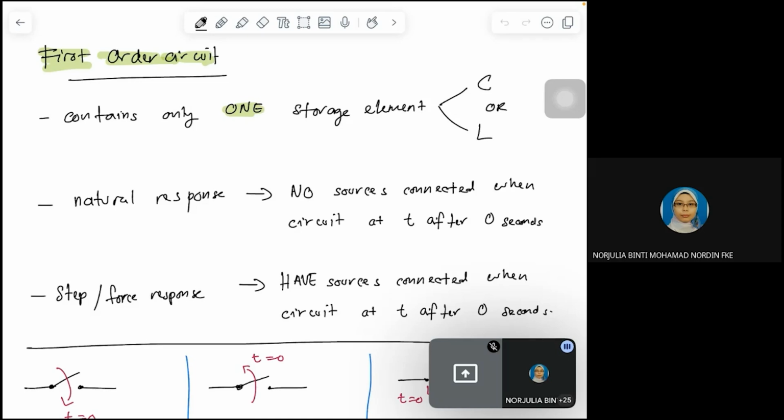In your syllabus, we only cover circuits having independent sources only. We have no dependent source. All right.